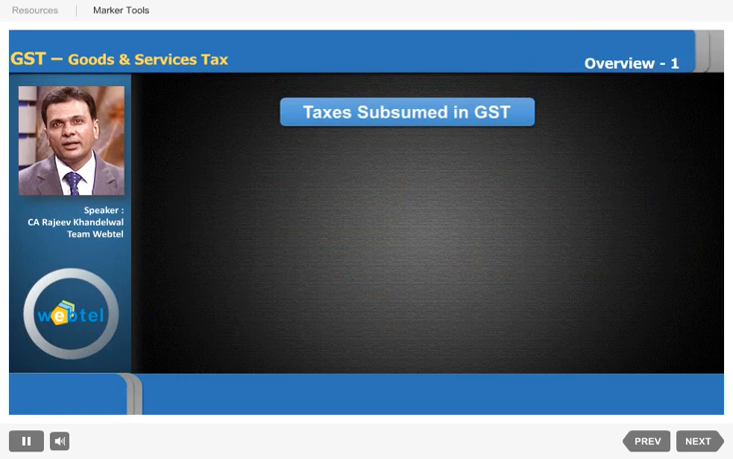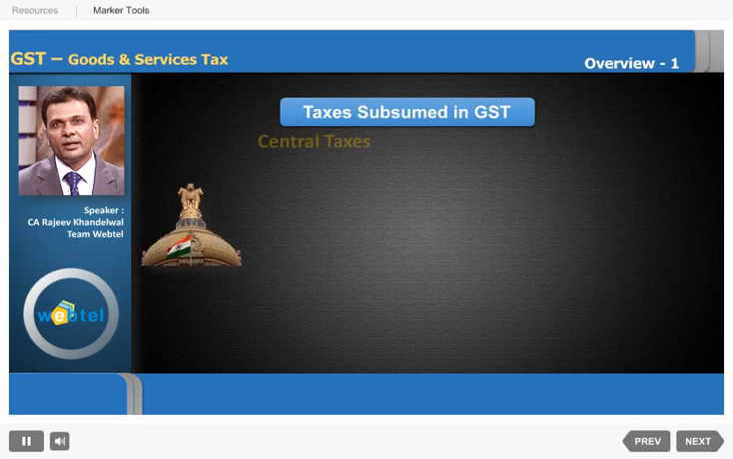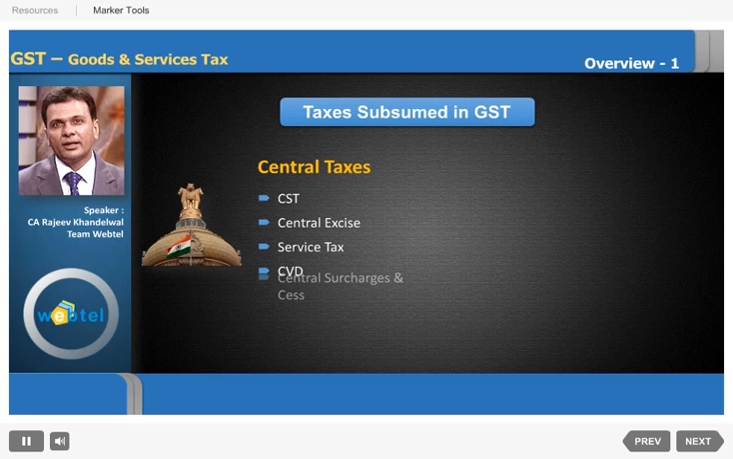Taxes subsumed in GST. Now, a question will arise: what all taxes are subsumed in GST? That is, these taxes will cease to exist now and GST will be levied in their place. Is it that all the indirect taxes have been subsumed in GST, or some of them still remain? Let us see. When we talk about the central taxes, whether it is CST, excise duty, service tax, CVD, that is countervailing duty in the case of imports, and central surcharges and cesses. All these will be subsumed in GST.